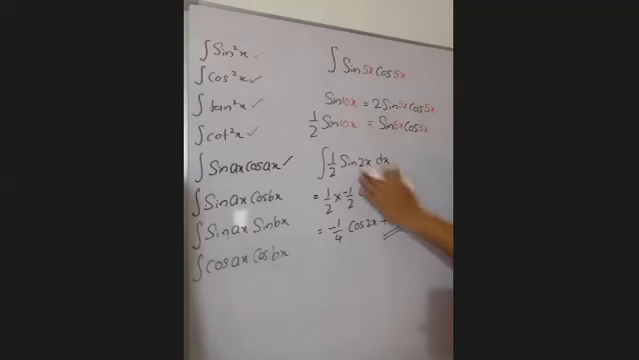So this is 1 over 2 sin 10x. So then it's 1 over 2, this is minus 1 over 10, and this is cos 10x. So minus 1 over 20 cos 10x is the answer for that. That's a way of getting that.